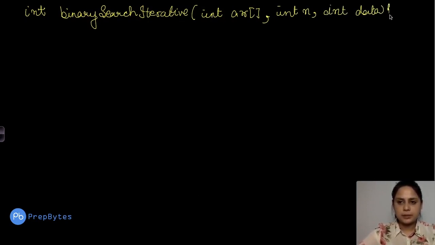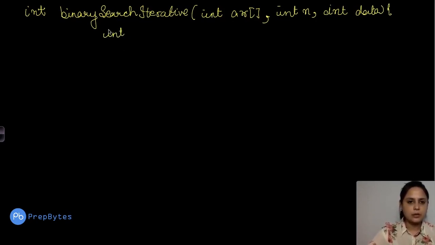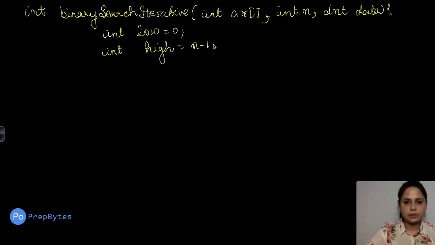Okay, I see these are the parameters. Now what I'll do is calculate my low. So our low is going to be 0, and our high is going to be n minus 1. Okay, now I'll run a loop.